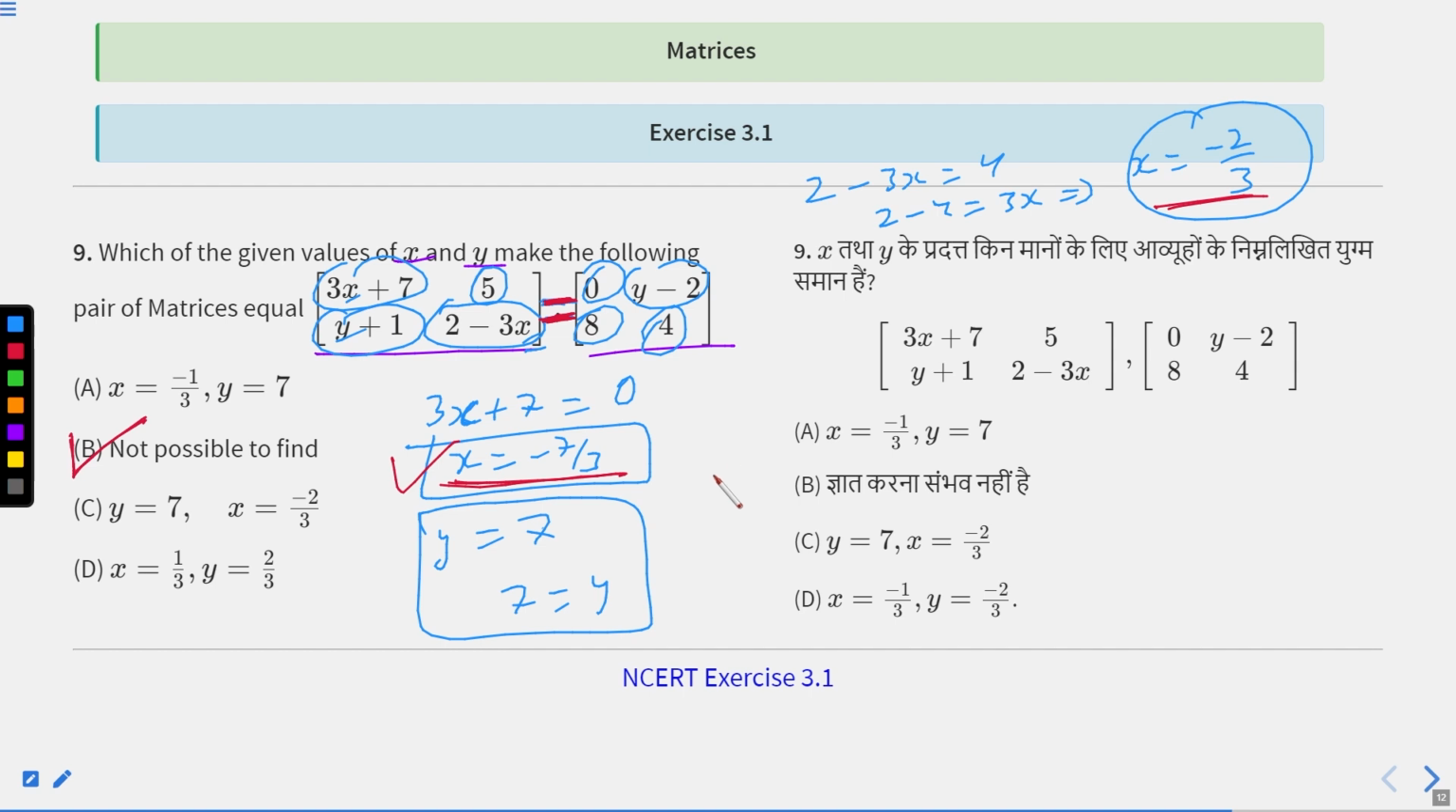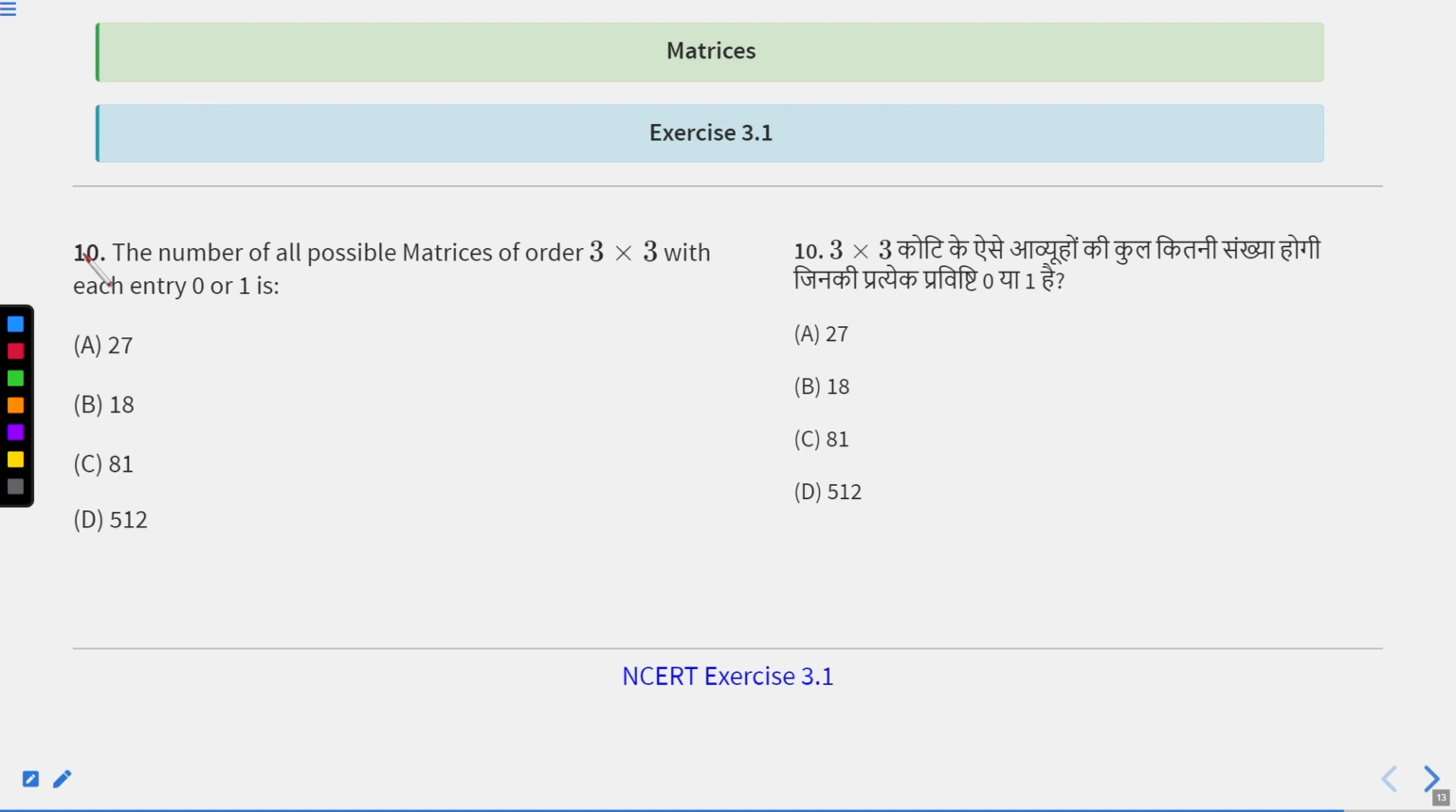Okay. So now this problem is your final problem of this exercise 3.1. After this we will be winding up our session. So the question: all possible matrices of order 3 cross 3 with each entry 0 or 1.